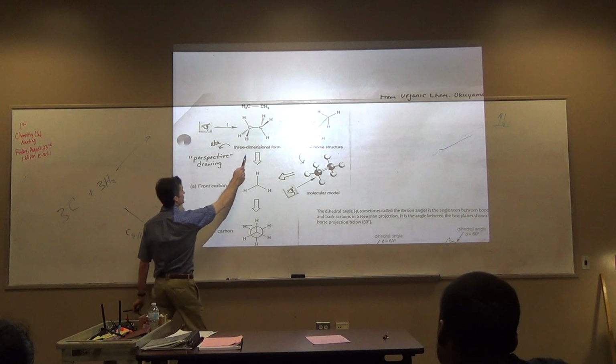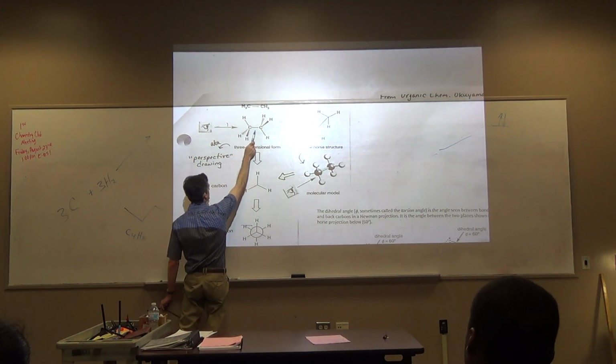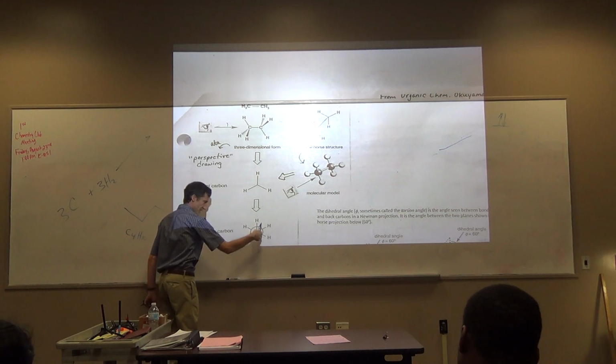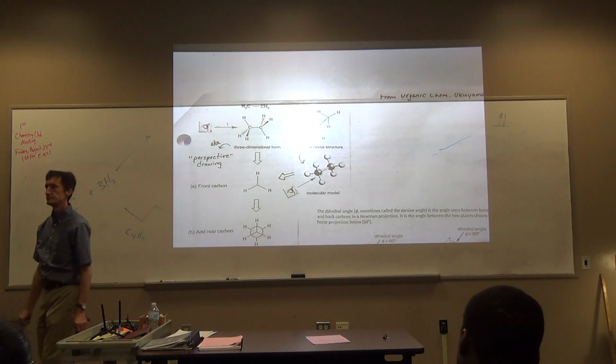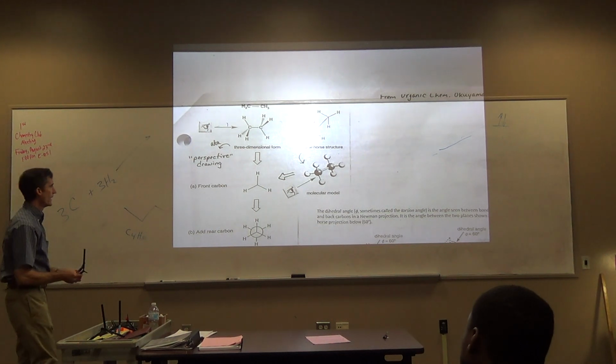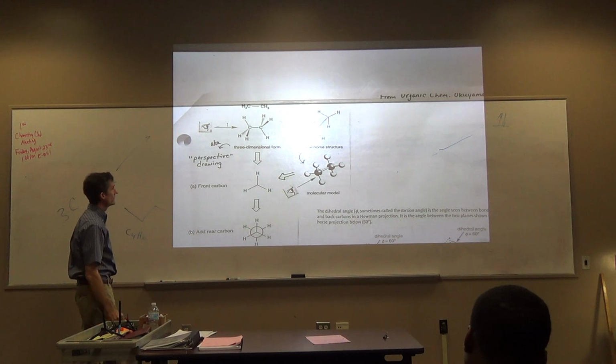Ultimately, though, how do you draw this? You can draw it like that. Another common way is to draw this type of thing. What is that? Newman projection. Newman was a chemist at Ohio State back in the 60s, 70s, 80s. And he developed this way of showing this, and it's very convenient. How do we do this?